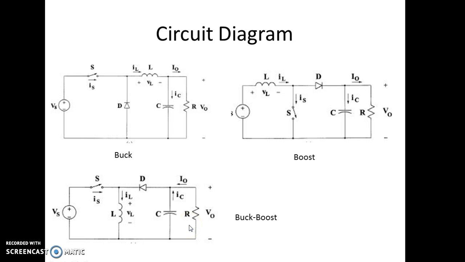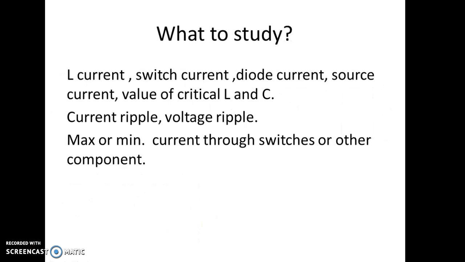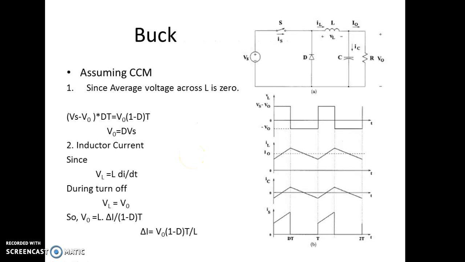Now I am explaining the buck converter. Now what to study? For chopper, you just need to know the inductor current waveform, switch current waveform, diode current waveform, source current waveform, the values of critical inductance and capacitance, and the current ripple and voltage ripple. The maximum and minimum current through the switches or other components are sometimes asked. Now let me explain the buck.